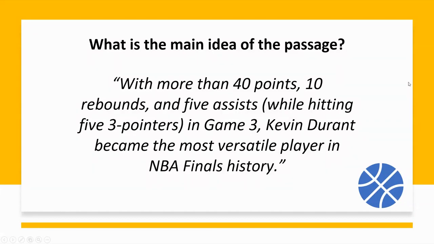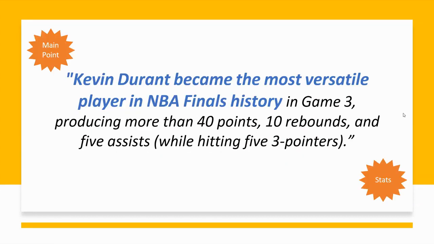With more than 40 points, 10 rebounds, and 5 assists while hitting 5 three-pointers in Game 3, Kevin Durant became the most versatile player in the NBA Finals history. Okay, what's the bluff statement here? What's the main idea? Hopefully you've thought about it and you've come up with the same answer I did. Kevin Durant became the most versatile player in NBA Finals history. There's my bluff or my main point, and there's my statistics to back up my statement: in Game 3, producing more than 40 points, 10 rebounds, and 5 assists while hitting 5 three-pointers.